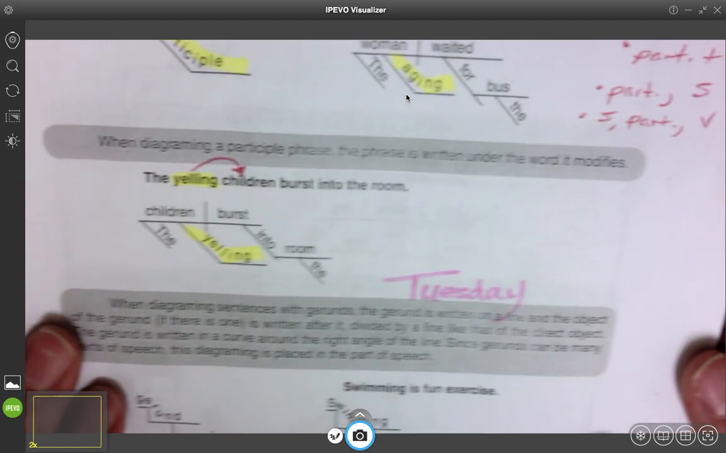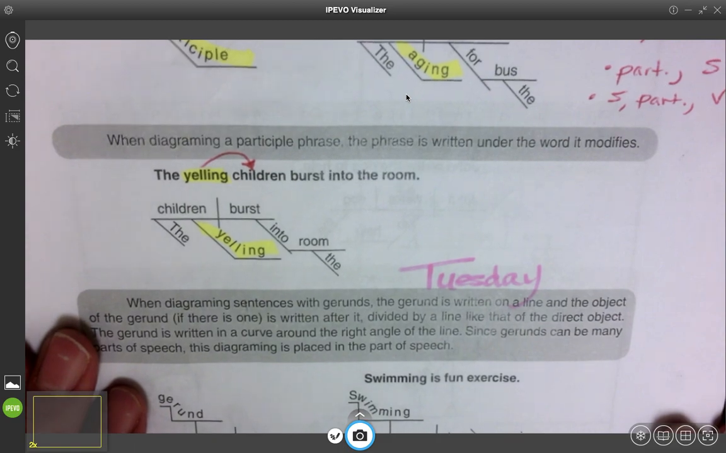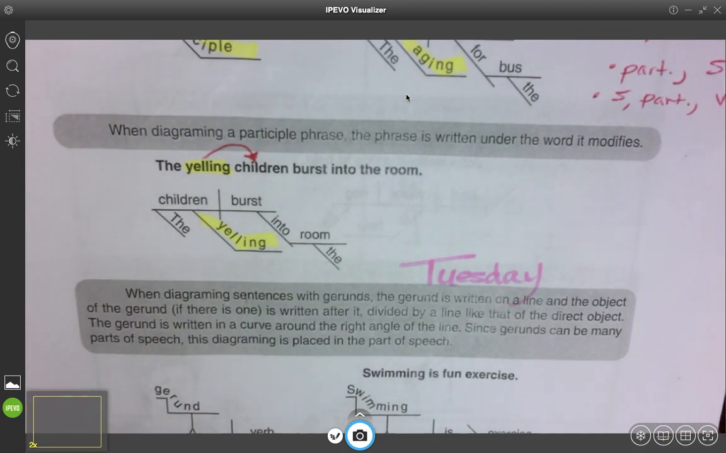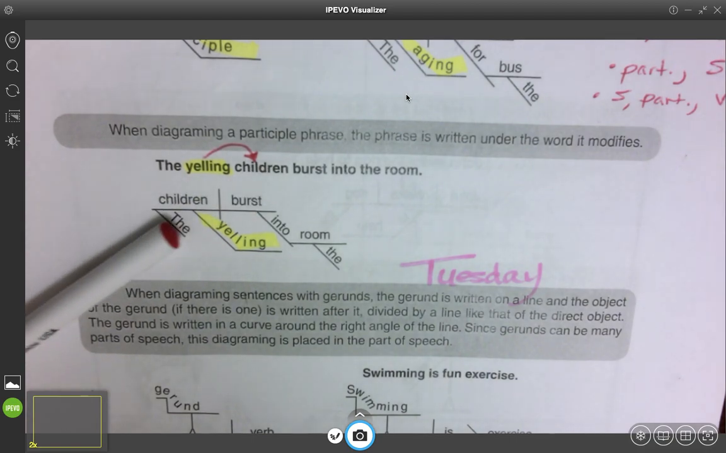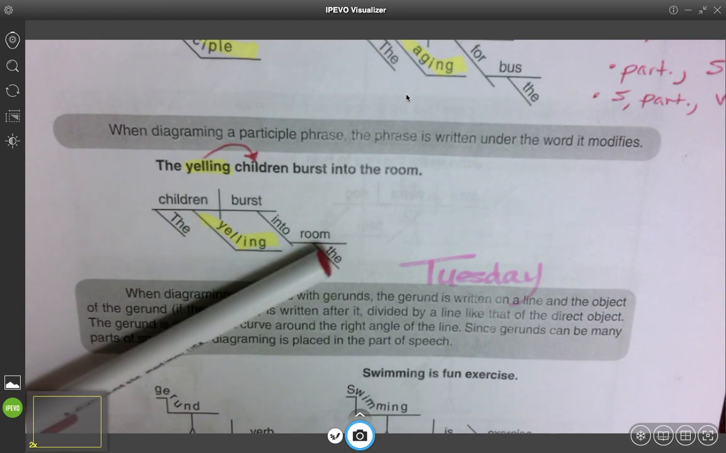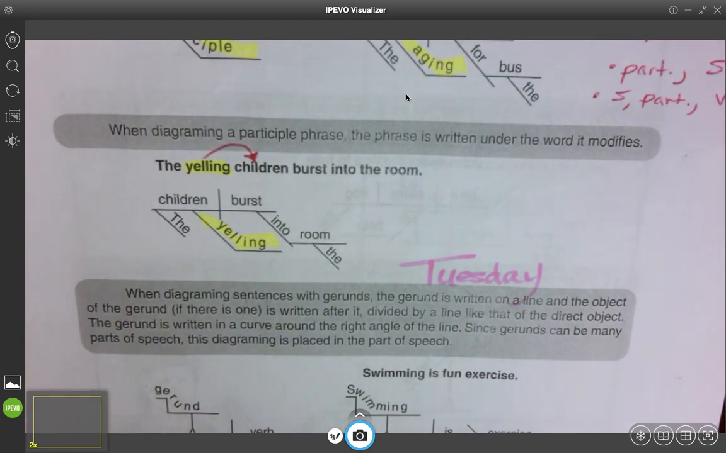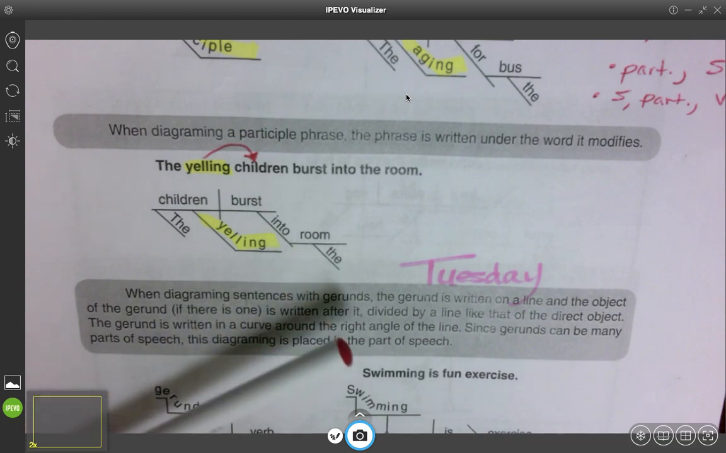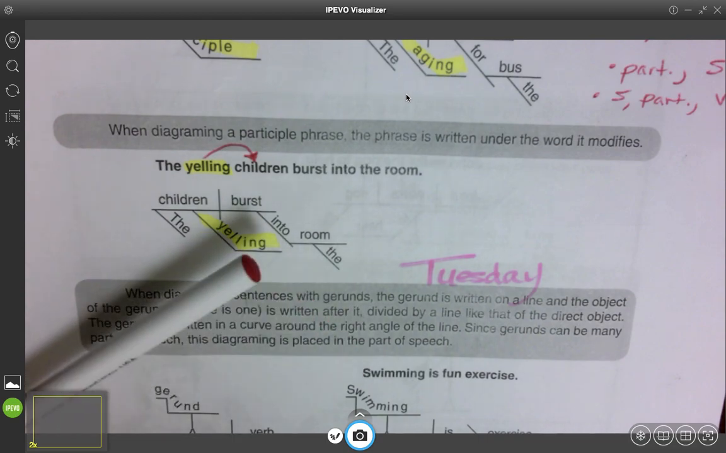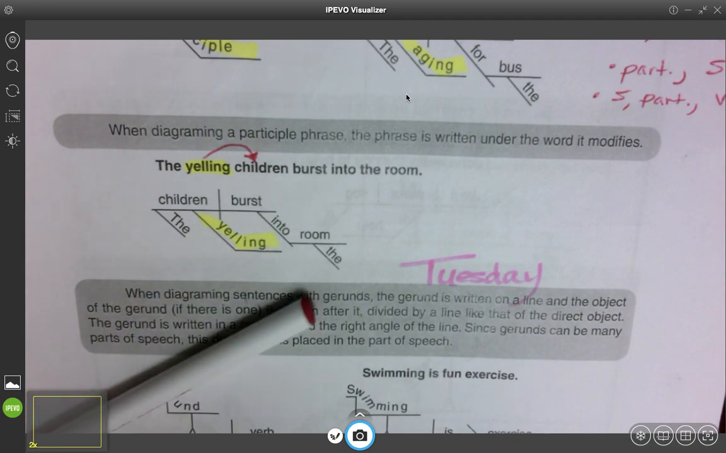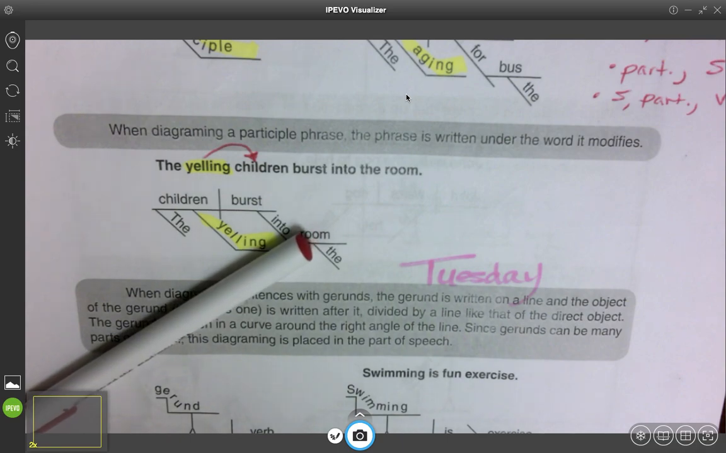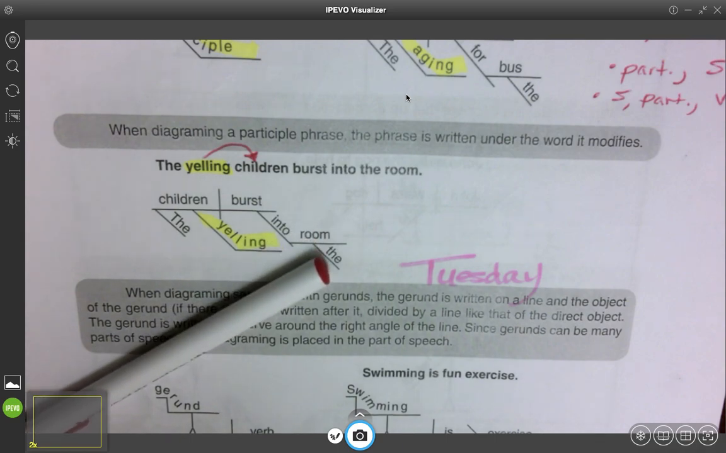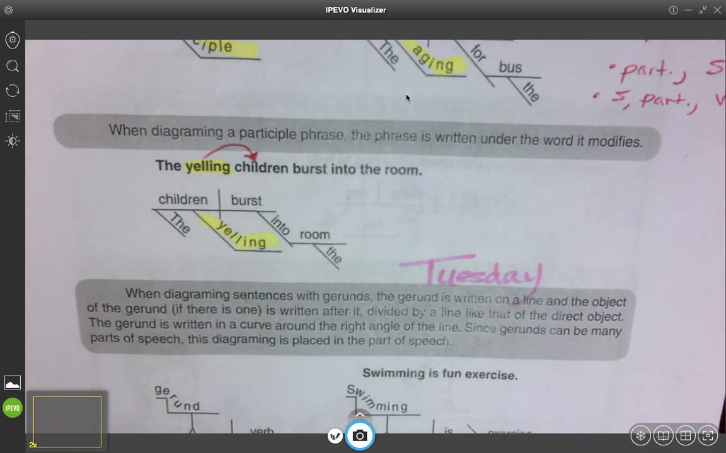In the next sample sentence that we looked at yesterday, once again we notice the pattern where the participle yelling comes before the subject noun children, and it gets diagrammed on the L-shaped line which goes underneath. The reminder concerning the prepositional phrase: the same kind of line, except that we put the preposition on this line, the object of the preposition on the horizontal line, and then any adjectives like the article the underneath the object of the preposition.